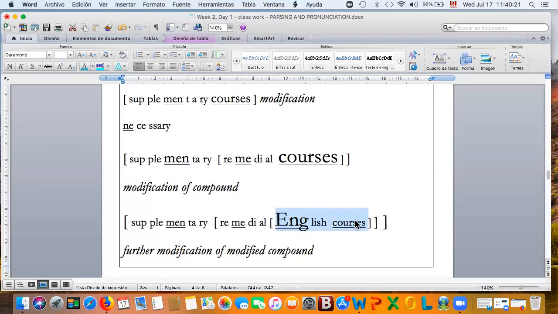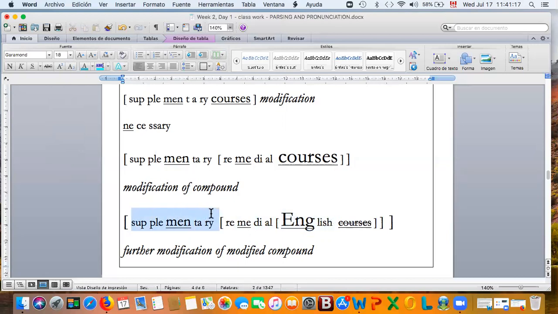Now, all of this compound here is modified by remedial. Fine, that shouldn't be a problem. That'll give you remedial English courses. Because remember, the modifier is going to be lower than the modified element. Fine. Remedial English courses. Suppose we have another modifier coming before. It modifies all of this here. Well, that'll give you something like this. Supplementary remedial English courses. Middle, lower, higher.